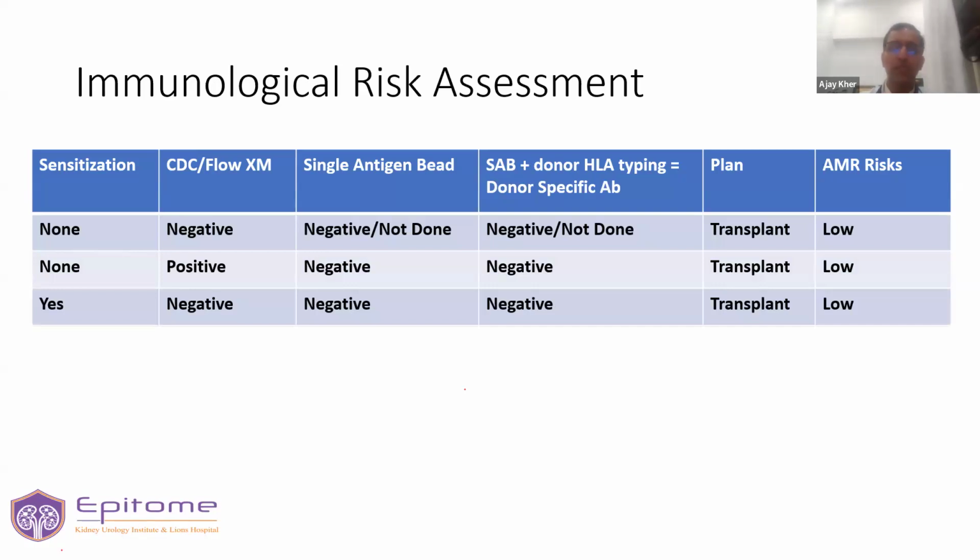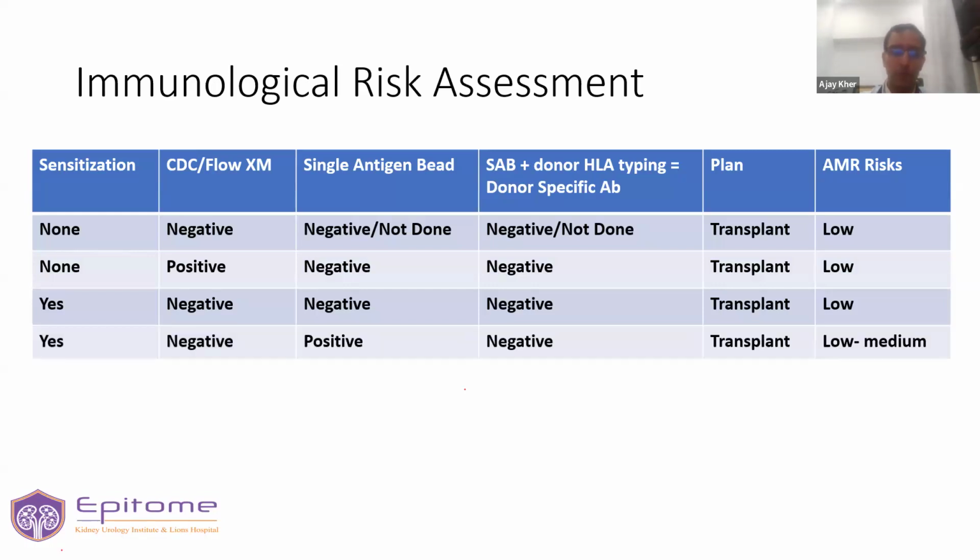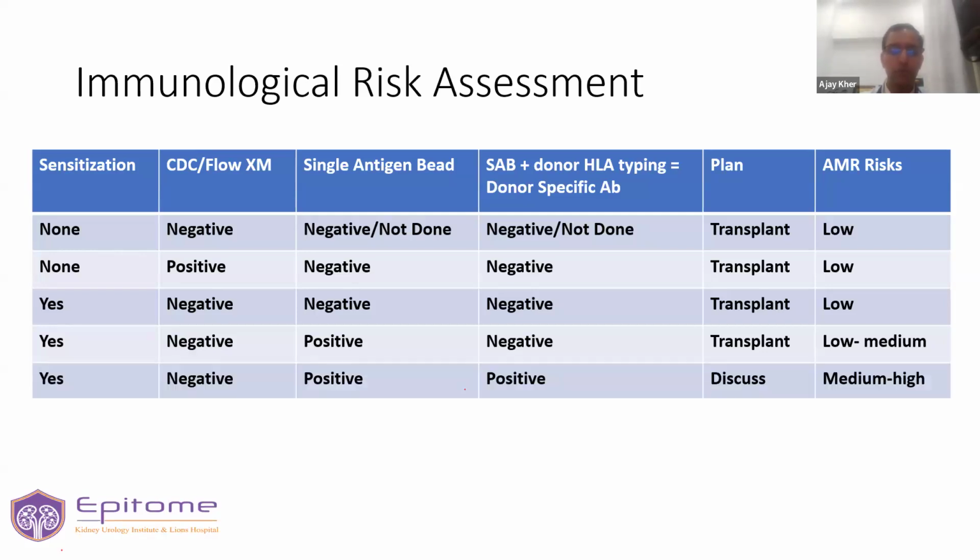If there is sensitization, but the CDC crossmatch is negative, the single antigen bead is negative, and the single antigen bead against the donor is also negative, overall risk is low. However, if the sensitization is there, CDC and flow are negative, but the single antigen bead is positive, even if it is not against the donor, and so there is no donor specific antibody, you have now moved from low risk to low and medium, because this person has had sensitization, has anti-HLA antibodies. So they may have epitope spreading and can then make antibodies later on after transplant.